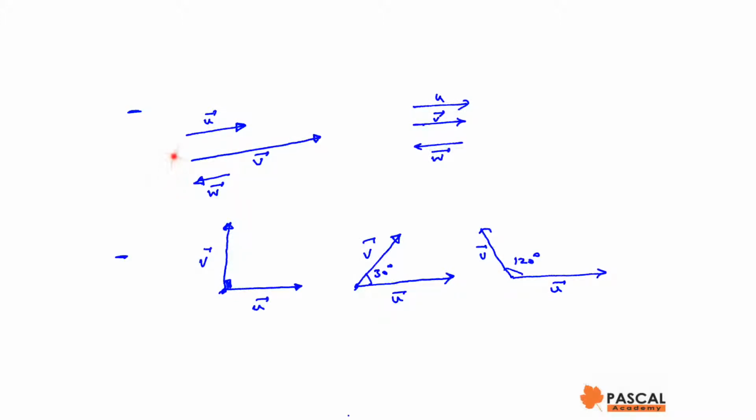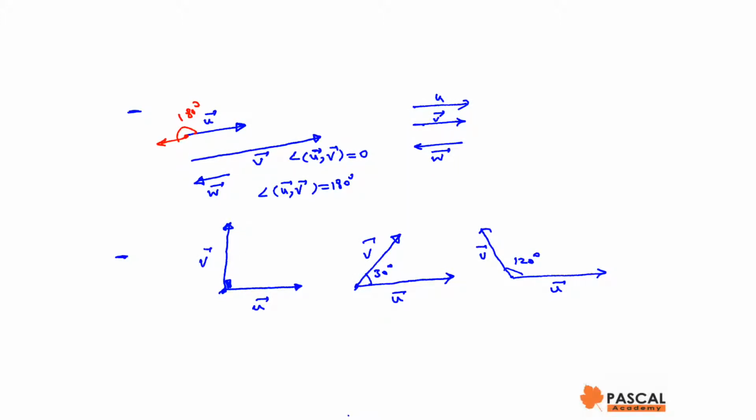Let's have a couple of examples. Example 1: vectors u and v are parallel and they have the same direction. The angle between u and v is 0. The angle between u and w is 180 degrees. If we shift w to this point, the angle between them is 180 degrees. In this diagram, u and v are equal. v and w, or u and w, are opposite. They have the same size, opposite direction. Therefore, u and w are opposite.